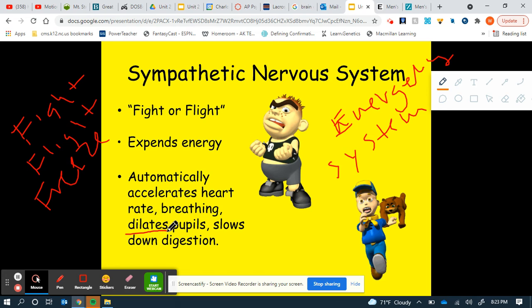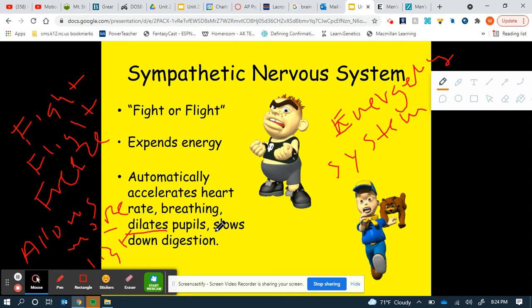Your pupils are going to dilate. What that means, if anybody's ever had their pupils dilated at an eye exam, is that your pupils, which are the black part of your eye, get larger. The reason for this is it allows more light in and it makes our vision better.